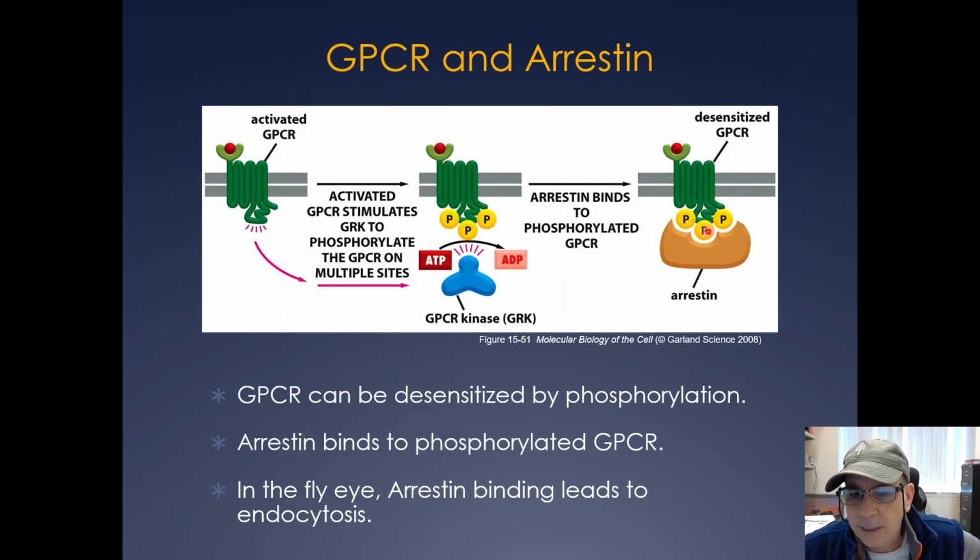Now, in the fly eye, when you have your rhodopsin here as your G protein coupled receptor, when it's been phosphorylated by the GRK here, arrestin will bind, and it actually also then gets endocytosed. So once again, there's another mechanism of desensitization, and a lot of it's mediated by the G protein coupled receptor kinase and arrestin binding.